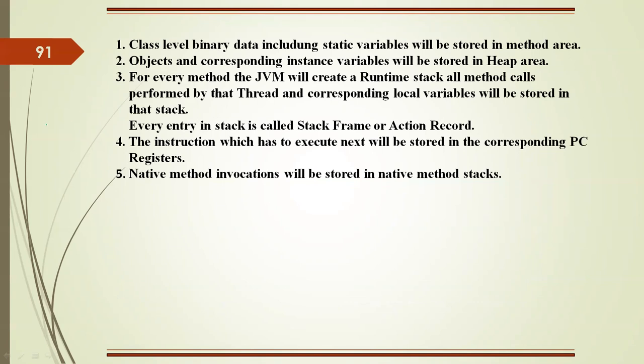So these are some conclusion points about the main method. First, class level binary data, including static variables, will be stored in the method area. Objects and the corresponding instance variables will be stored in the heap area. For every thread, the JVM will create a runtime stack. All method calls performed by that thread, and the corresponding local variables, will be stored inside that stack.